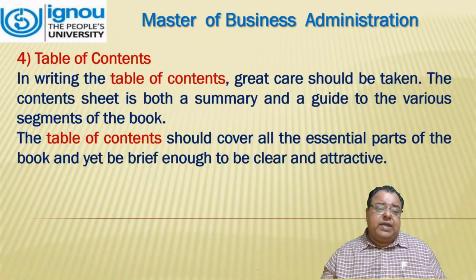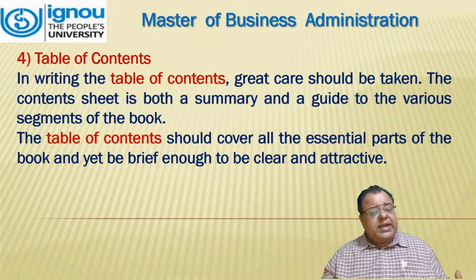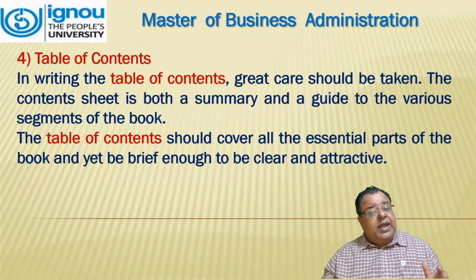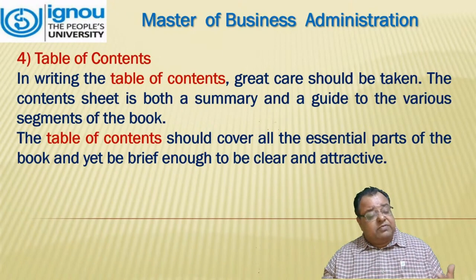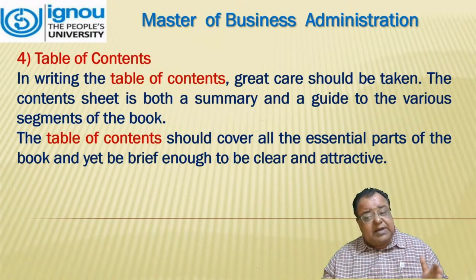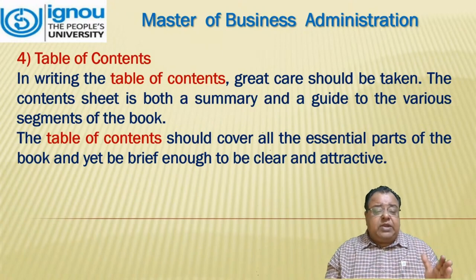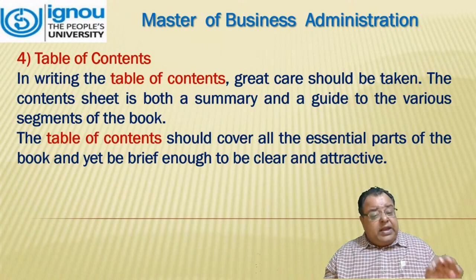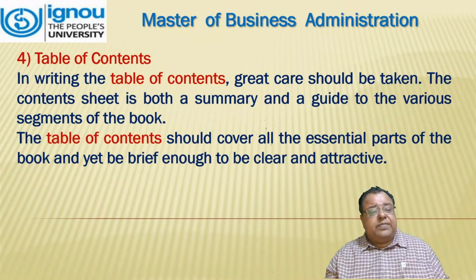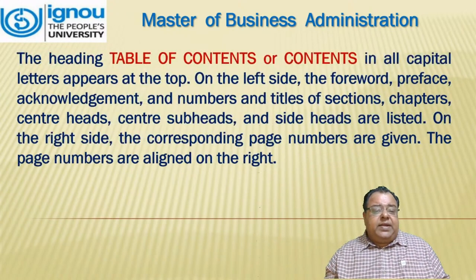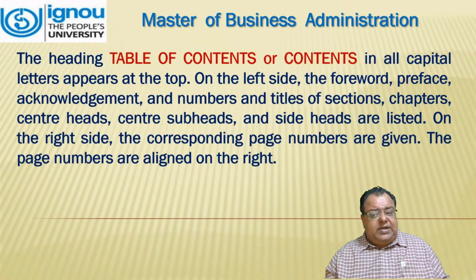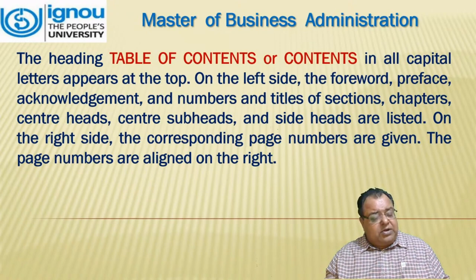Now we move to the table of contents. In writing the table of contents, great care has to be taken. The content sheet is both a summary and a guide to the various segments of the book. The table of contents should cover all the essential parts of the book and yet be brief enough to be clear and attractive. The heading, Table of Contents, in all capital letters appears on the top.